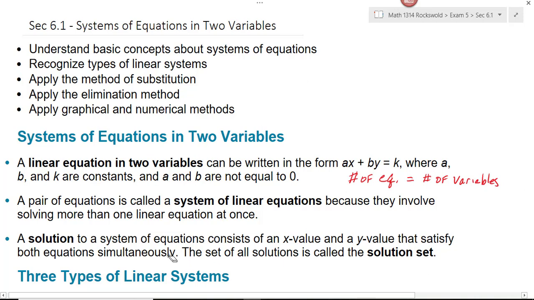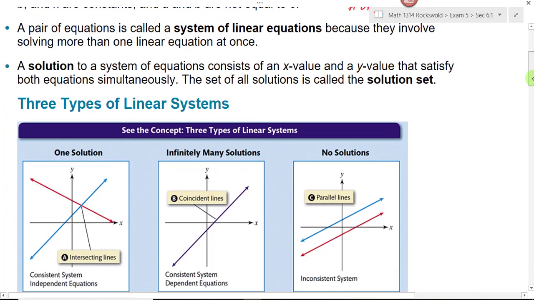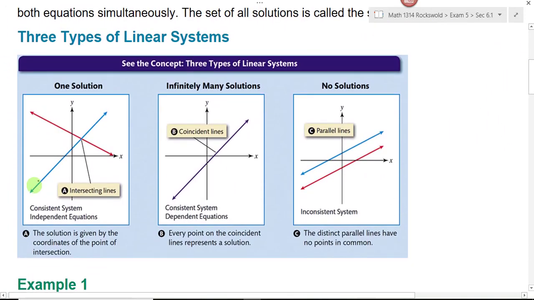The set of all solutions is called the solution set. Typically, this is going to be an ordered pair. For example, if you're graphing two linear equations, those two lines will intersect at a single point. That point of intersection is called the solution to that system of equations. When this happens and we have only one solution, we call this a consistent system with independent equations.